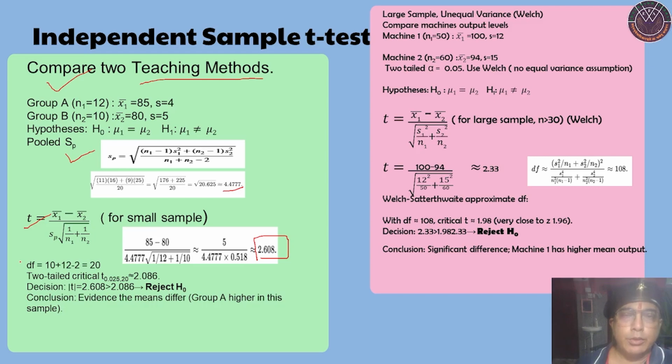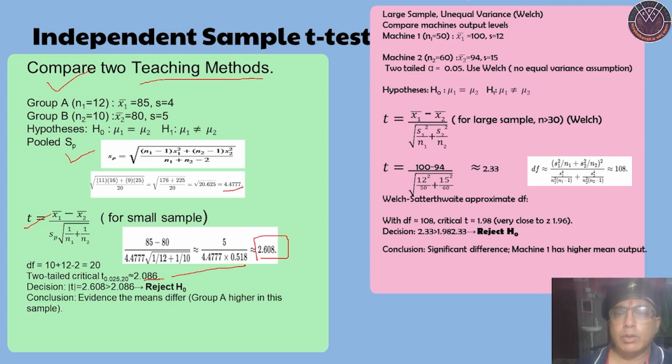Now the degrees of freedom is again n1 plus n2 minus 2, that is 10 plus 12, 22 minus 2, 20. Now the table value is 2.086. So if you see these two values, the calculated value is more than the table value, so you have to reject the null hypothesis, and you can say that the groups differ. The methods are working, one method is superior to the other method in terms of improving the achievement.